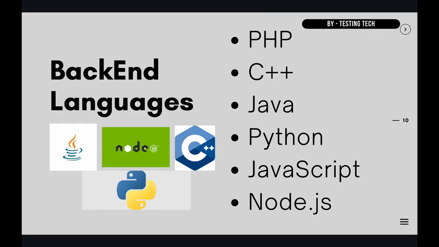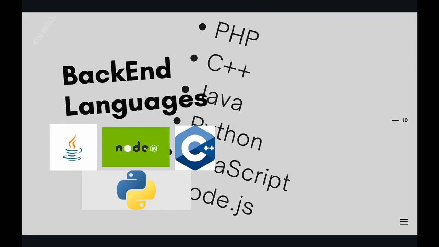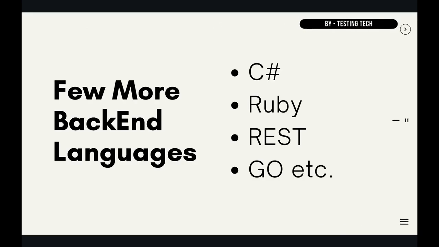We often use Node.js for building backend services like APIs, web apps or mobile apps. It's used in production by large companies such as PayPal, Uber, Netflix, Walmart, and so on. Now, the other backend programming and scripting languages are C Sharp, Ruby, Rust, Go, etc.